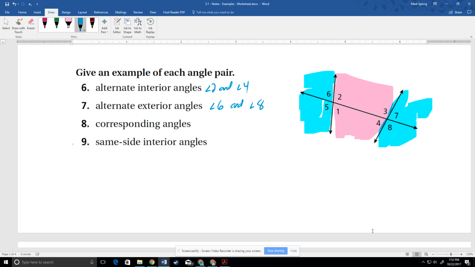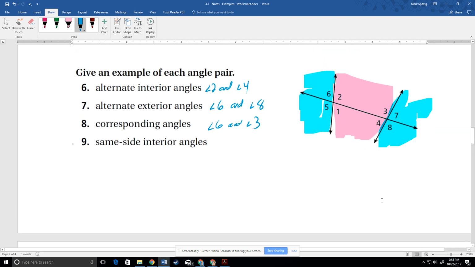So they're just in the same sort of relative corresponding location. Again, 6 is in the top left of this angle grouping, and so 3 would be in the same place, the top left. So angles 6 and 3 would be corresponding angles.